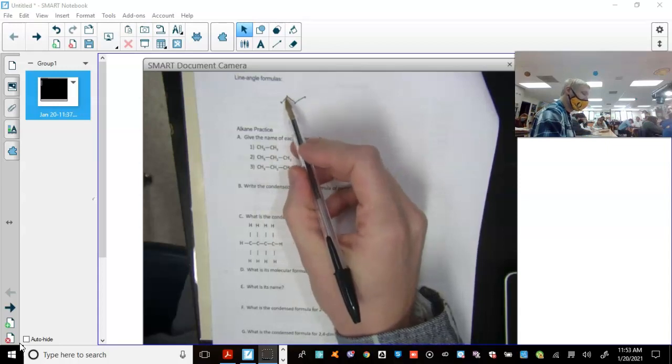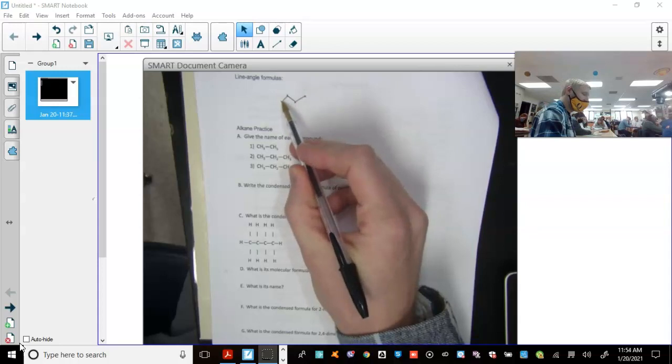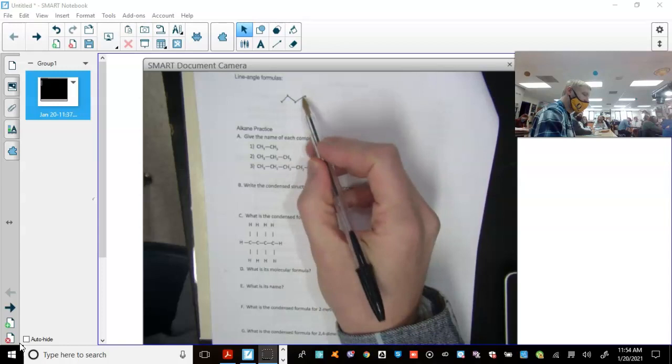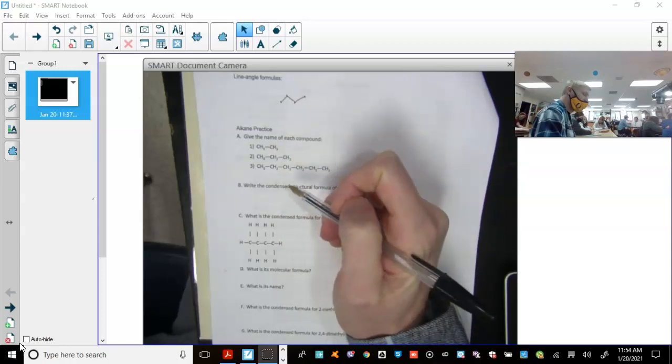It's just assumed. So this carbon has 1, 2, 3, 4 bonds, so there's going to be 2 hydrogens. This carbon only has 1 bond, so it's going to have 3 hydrogens attached to it. This one has 2, and this one has 3. So that's an easier way of writing it once you get the hang of it.